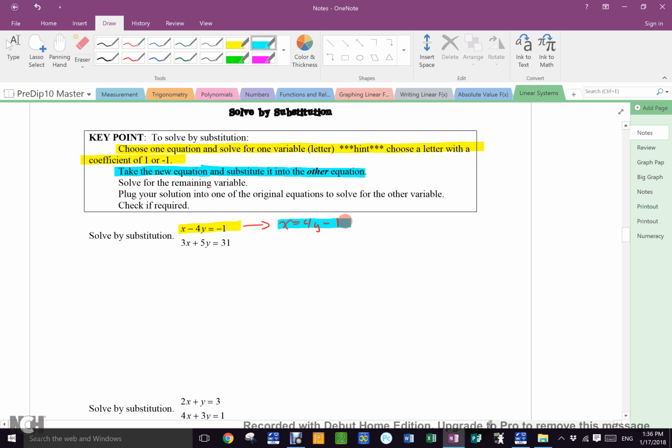X equals 4y minus 1. Equals in English. What's the verb we would use instead of equals? I equal the teacher. I am. Right? I is the teacher, right? So x is 4y minus 1. What do you see right there? An x. So what do I write there? 3, 4y minus 1 plus 5y equals 31.